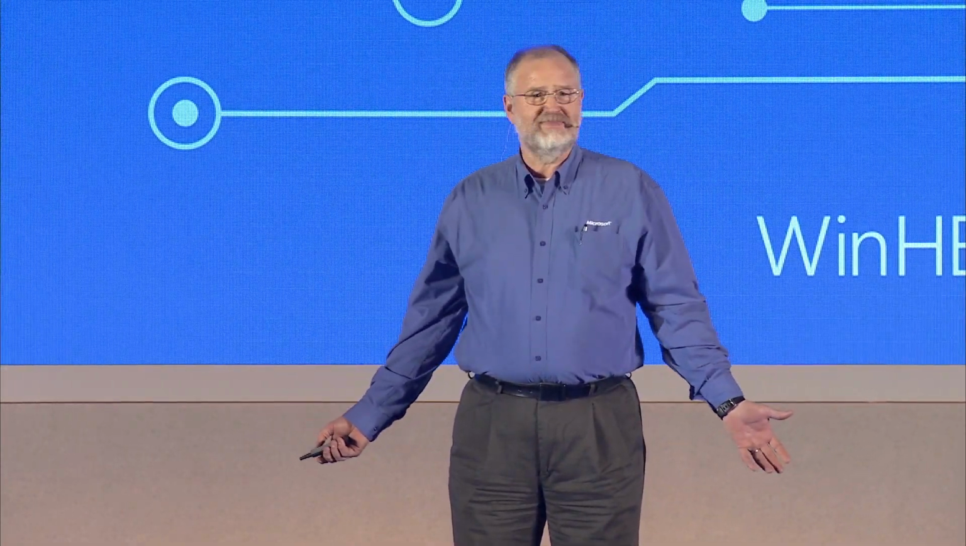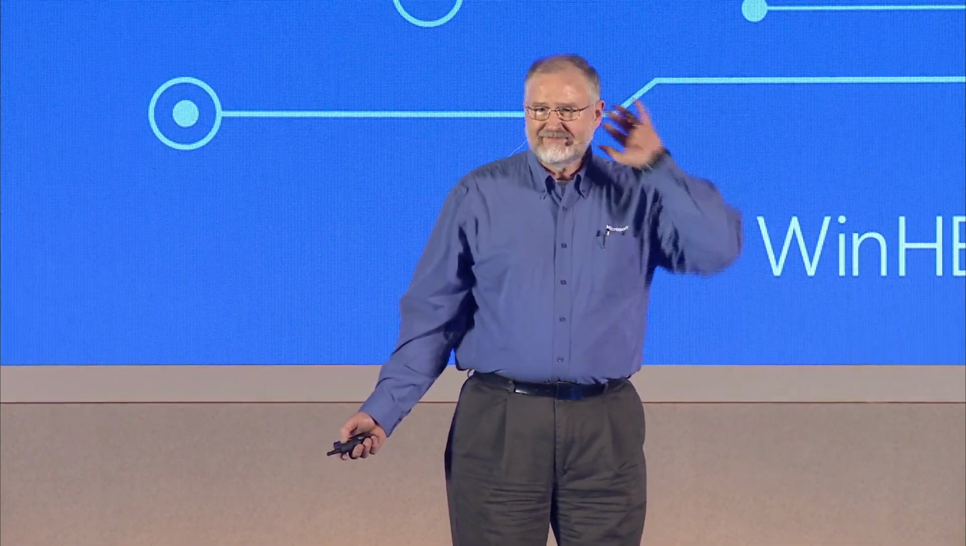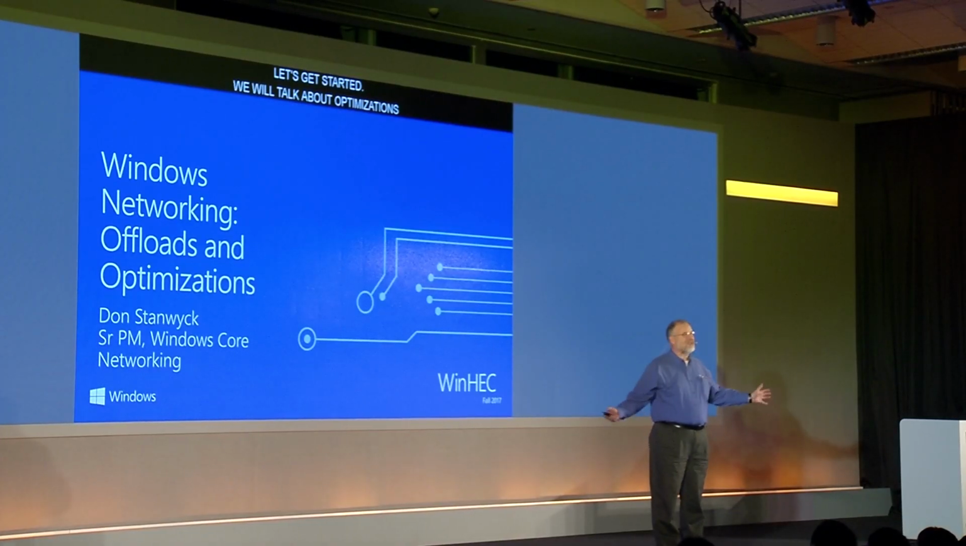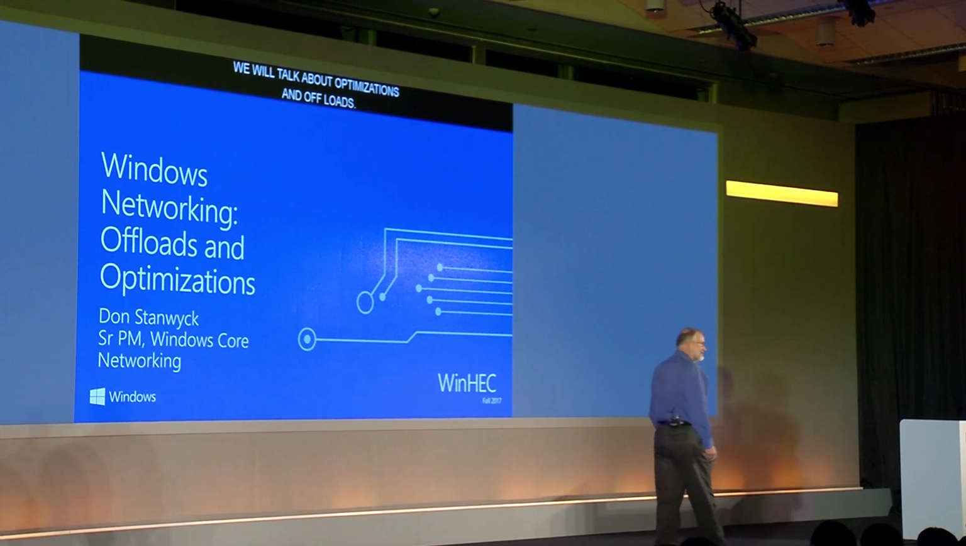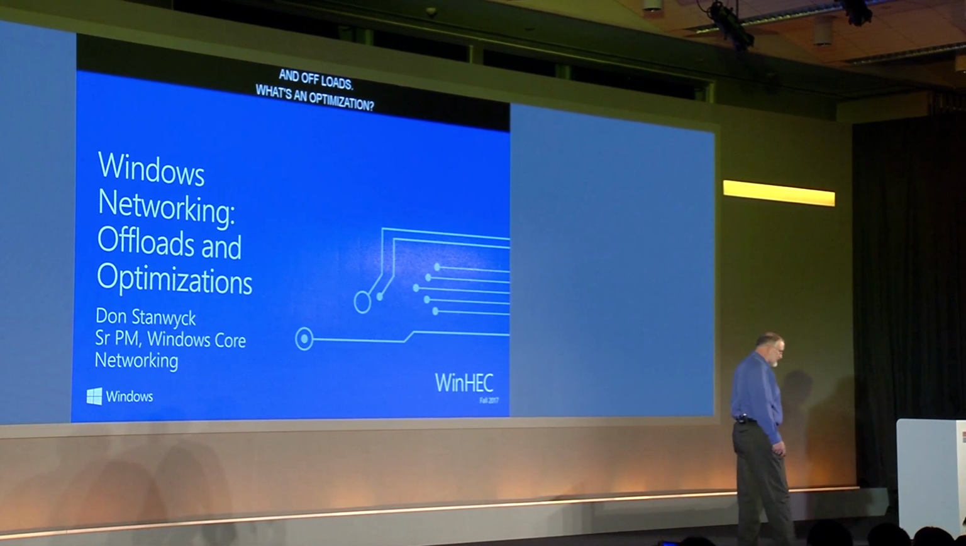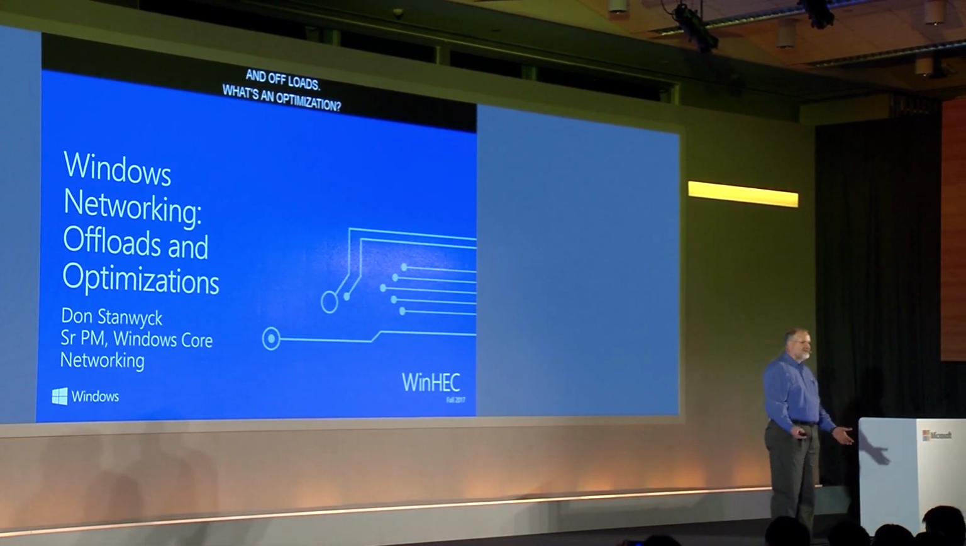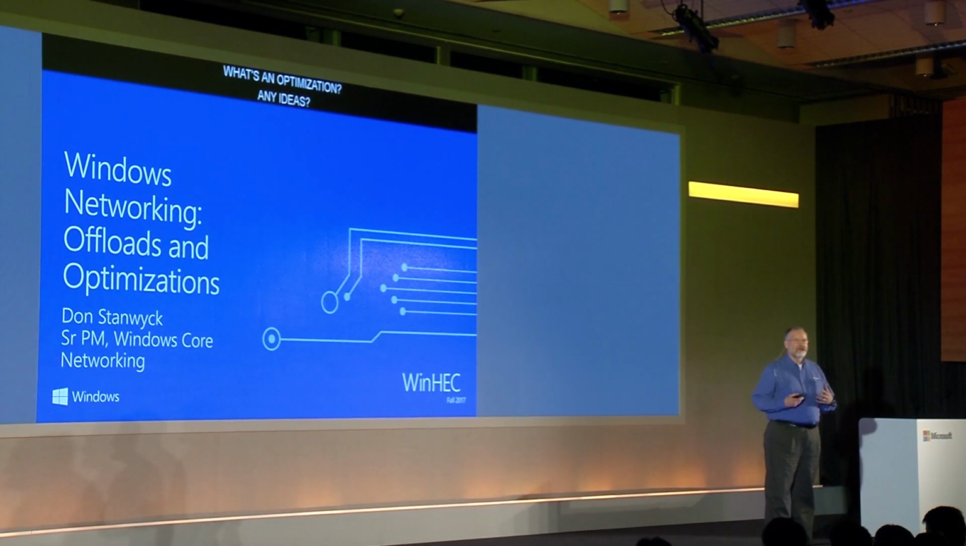We're going to talk about optimizations and offloads. What's an optimization? Any ideas? Shout it out. I can't see hands. An optimization is when the Windows operating system does something in software to make things go faster in the networking stack.